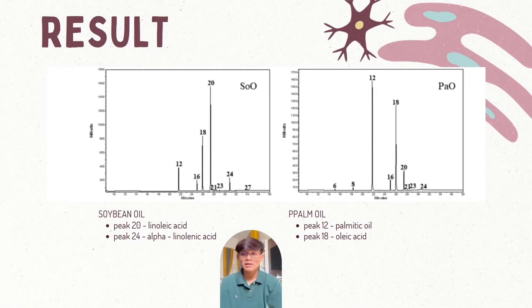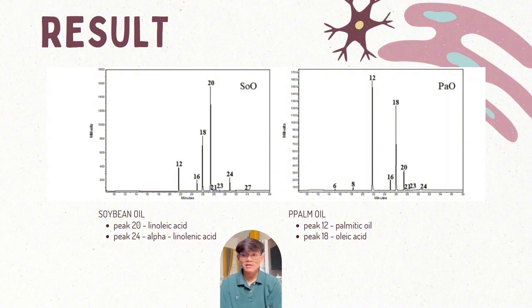Next, in soybean oil, the linoleic acid, peak 20, is large and appears in the later middle region. This is followed by a discrete peak 24 corresponding to alpha-linolenic acid, which is a key marker for soybean oil.